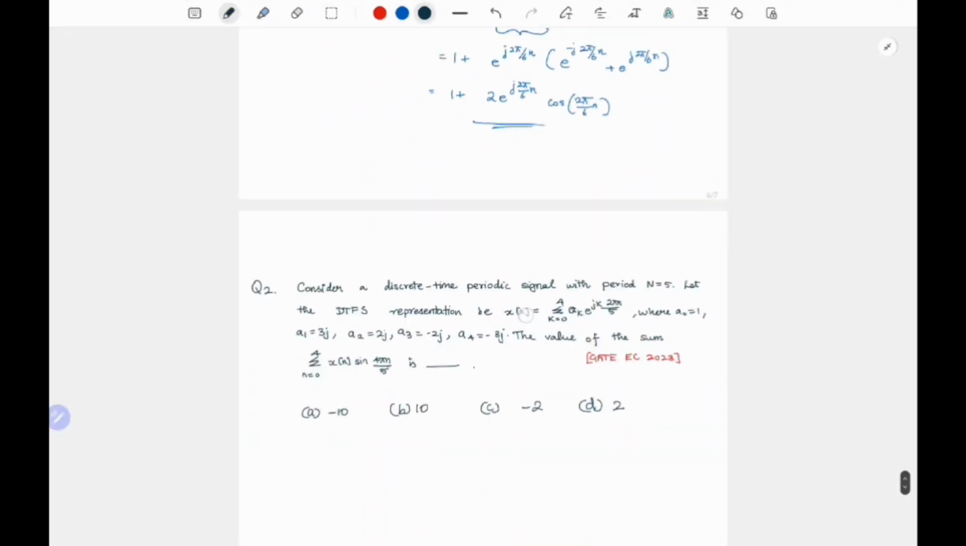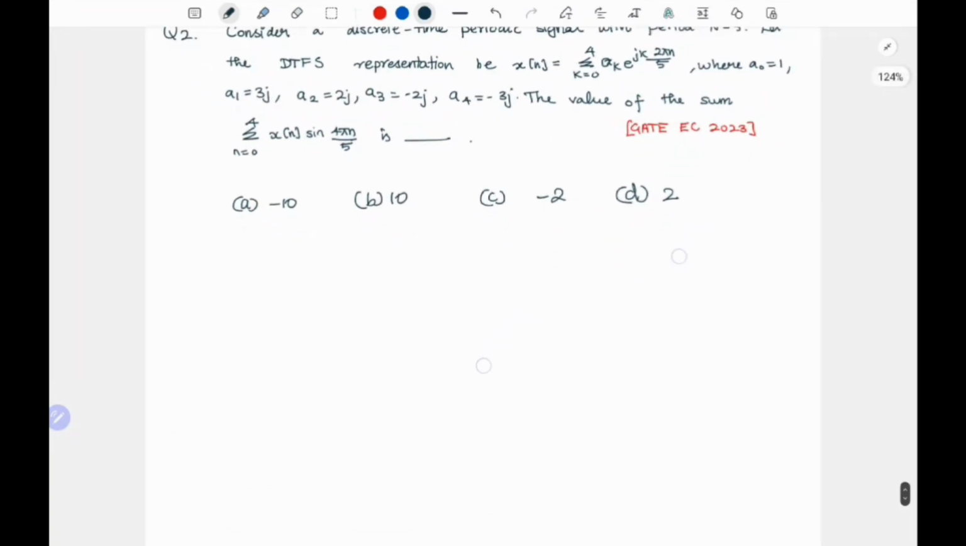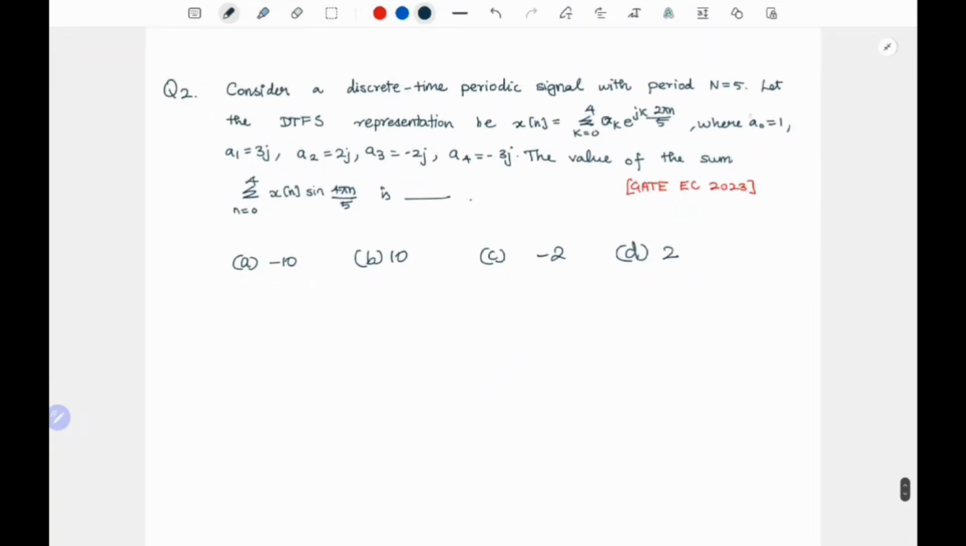So now let us move on to the second question. Consider a discrete time periodic signal with period N equal to 5. Let the DTFS representation be x of n equal to summation k equal to 0 to 4 a k e power jk 2 pi n by 5, where a0 equal to 1, a1 equal to 3j, a2 equal to 2j, a3 equal to minus 2j, a4 equal to minus 3j. The value of the summation n equal to 0 to 4 x of n sin 4 pi n by 5 is. So here if you see, they have only given the relation for the DTFS.